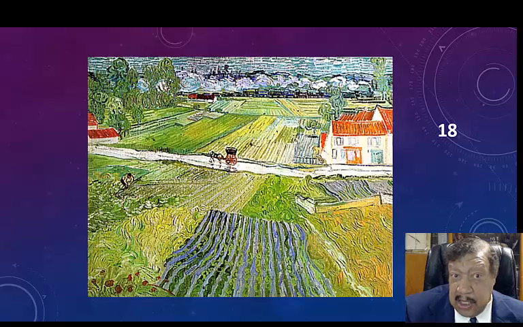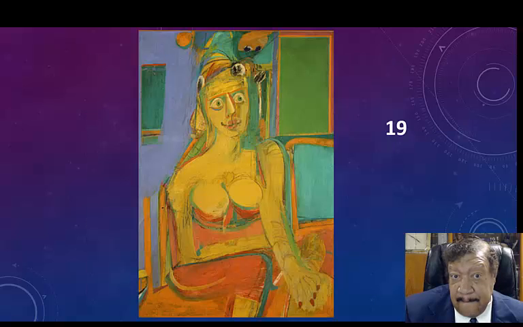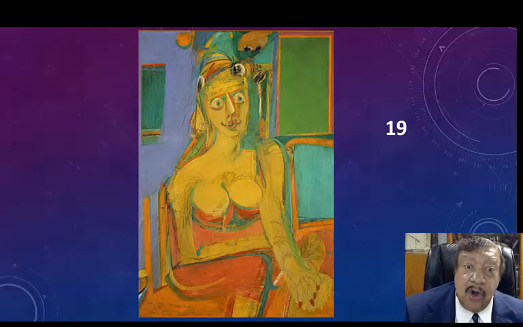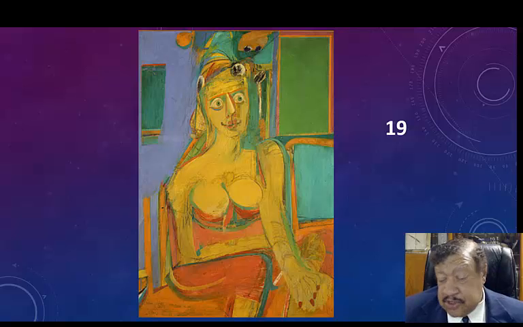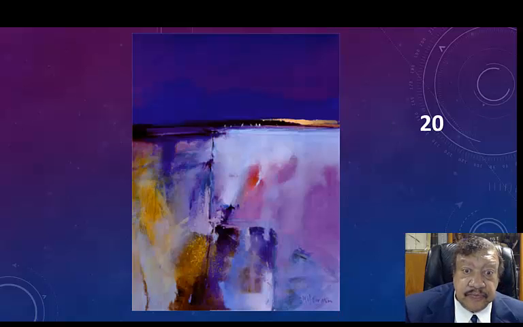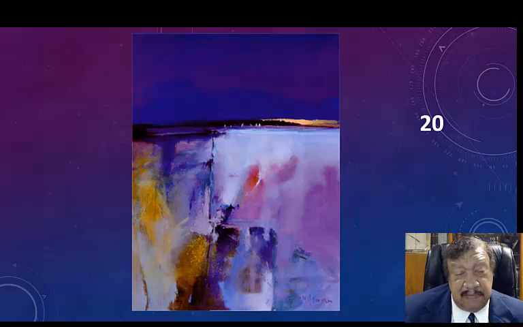Another Van Gogh, number 18. Number 19. Remember, distorted, rearranged, or simplified. Number 20. Without even thinking about it, we see this as a beautiful, one-of-a-kind classification. I want you to write these down and submit them as soon as you can.